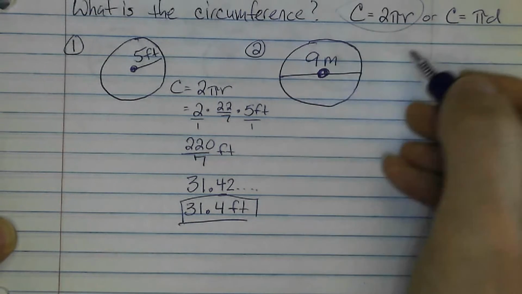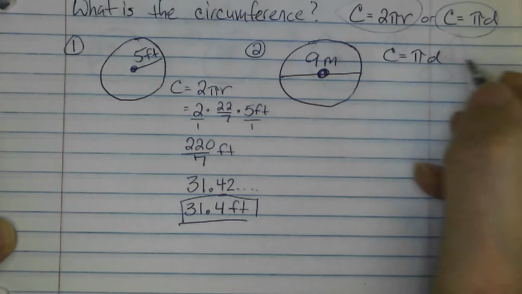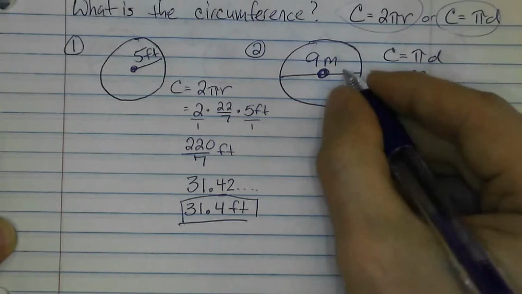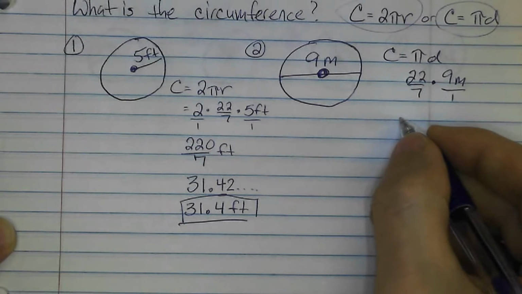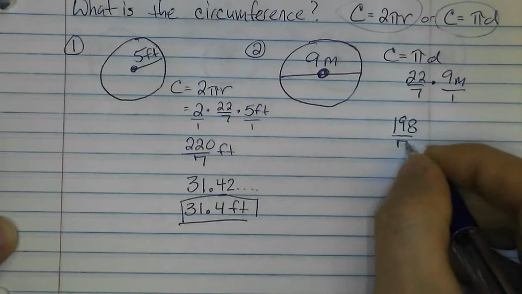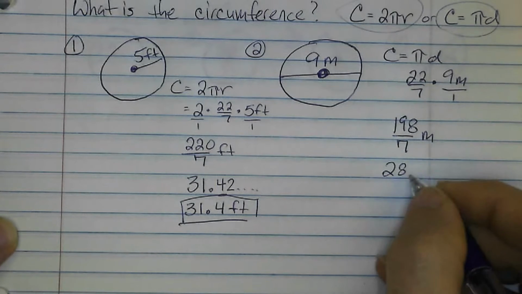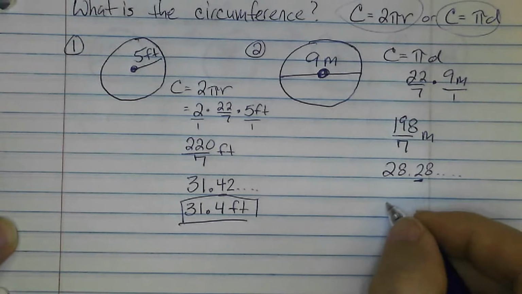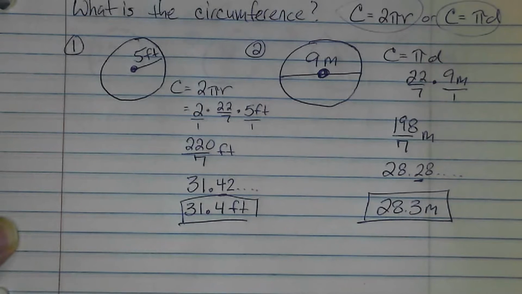Now for the next one, I have a diameter here, so I'm going to use this equation. C equals pi times diameter. Again, for pi, we're going to use 22 over 7. For the diameter, we have 9 meters. Make that a fraction by putting it over 1. 22 times 9, that's going to be 198. 7 times 1 is 7. The units are meters. When I divide this in my calculator, I get 28.28, and then it continues. So rounding to the nearest tenth, that's going to round to 28.3, and again with the units, meters.